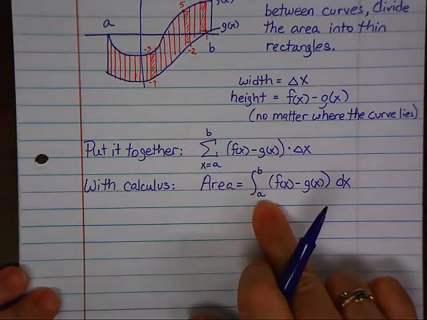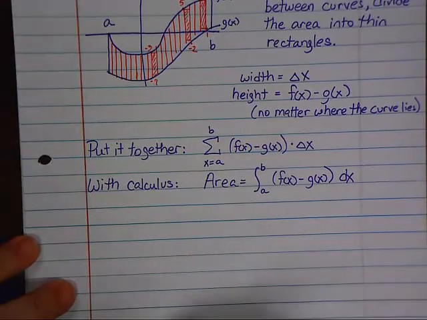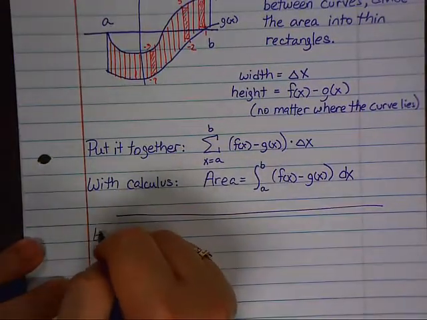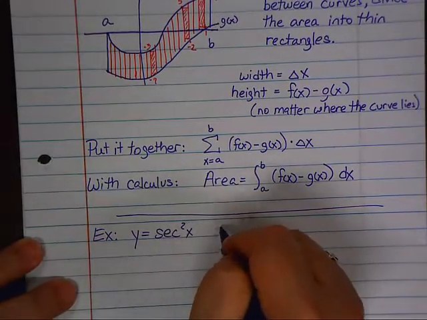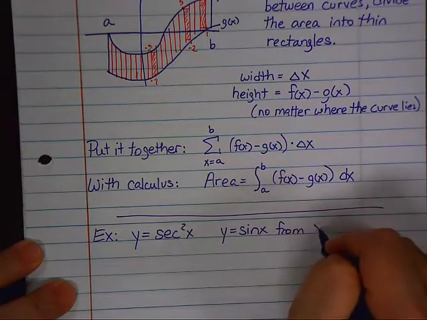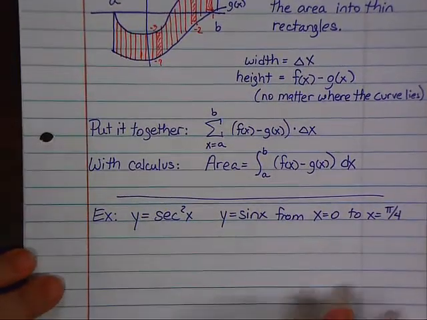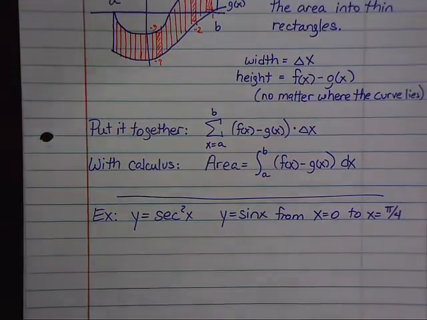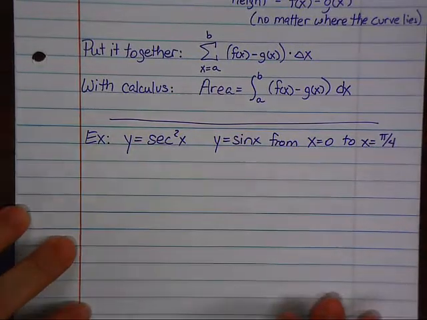Questions? All right, now we're going to do a few examples, and I'm going to show you specifically what the AP exam wants you to write down when you do these. So I'm going to draw a line right here. Example. We're going to take two curves, y equals secant squared of x and y equals sine of x, from x equals 0 to x equals pi over 4. Sometimes they will tell you A and B, but honestly most of the time they won't. So I'm going to start out by giving you the A and the B, and then I'll show you how to find them yourself if you have to.